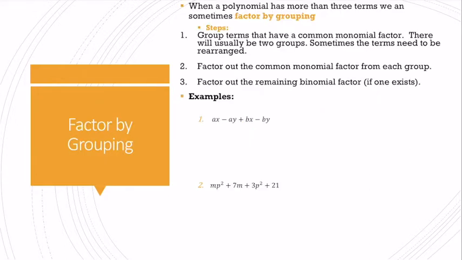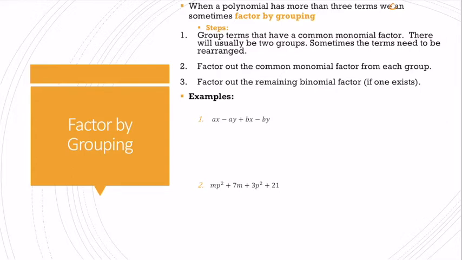Next, we're going to factor by grouping. So when a polynomial has more than 3 terms, we can sometimes factor by grouping, okay? So what we're going to do is group terms that have a common monomial factor, right? They'll usually be 2 groups, and sometimes you need to arrange them. You're going to factor out the common monomial factor from each group, and then you factor out the remaining binomial factor if one exists. So let's do an example.